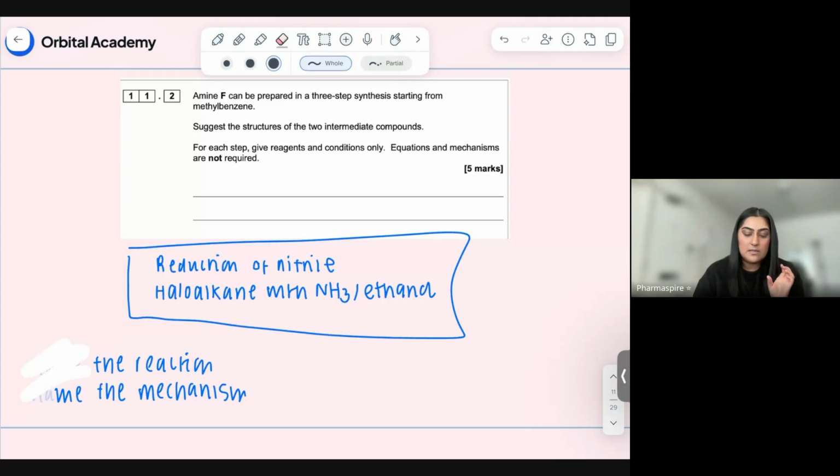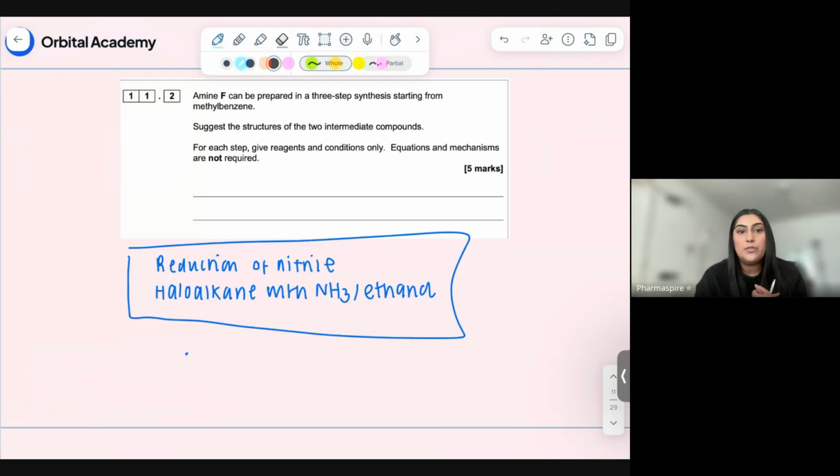Okay, so let's talk about synthesis. So we've got methylbenzene, and they want a 3-step synthesis. So we need to talk about how we would get to an amine from methylbenzene. So I always say it's a bit tricky, but if you keep this as a backbone, that is fine. With a haloalkane, can I get to a nitrile? How do I get to a nitrile from a haloalkane?